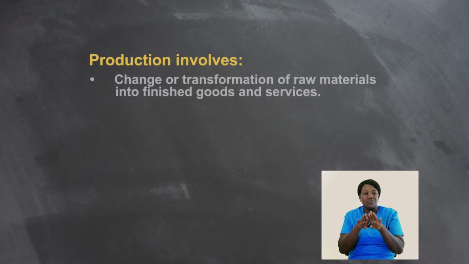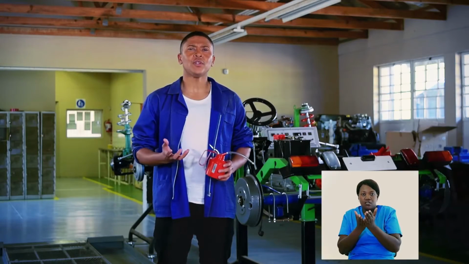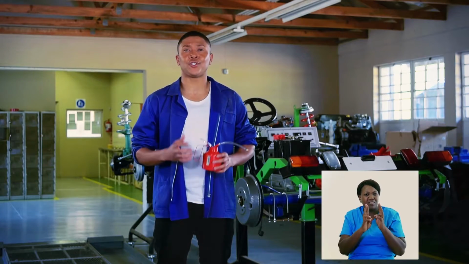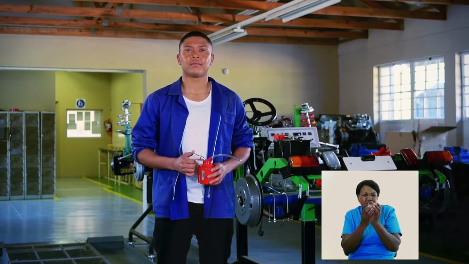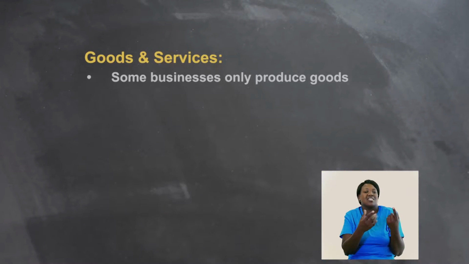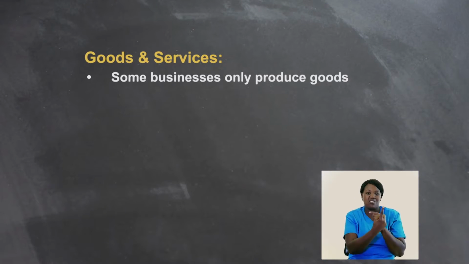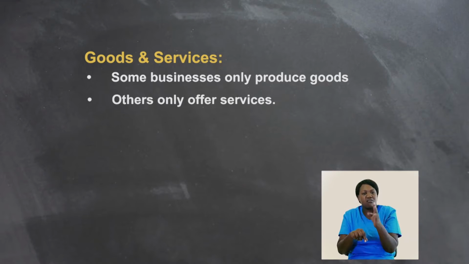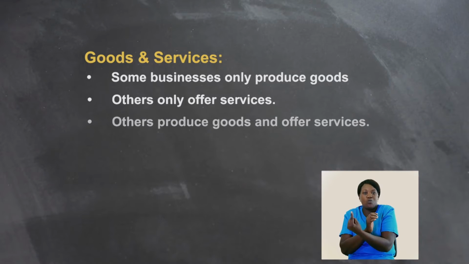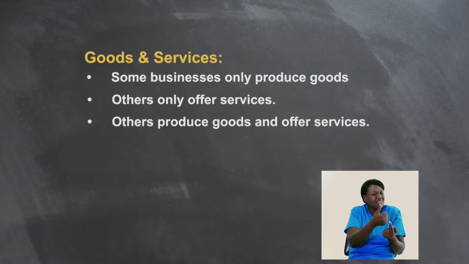Production involves the change or transformation of raw materials into finished goods and services. Why do we talk about goods and services as two separate processes? It is because some businesses only produce goods while others only offer services. Still, others produce both goods and services.